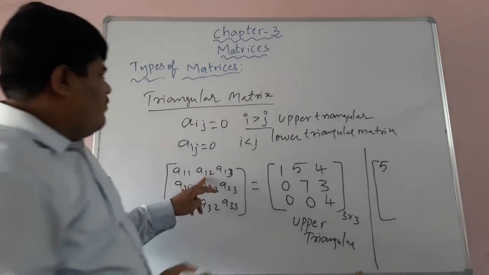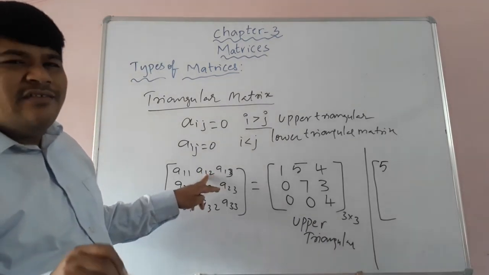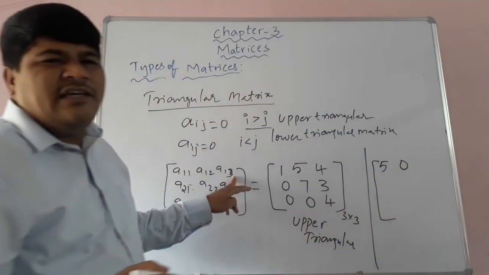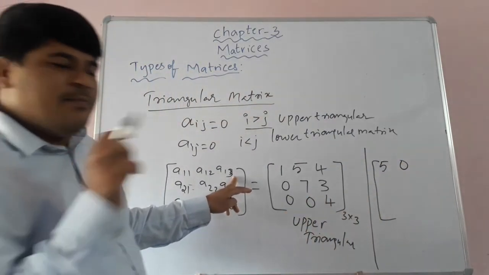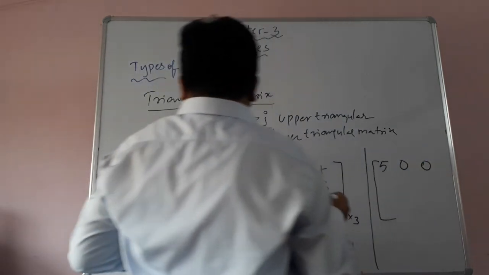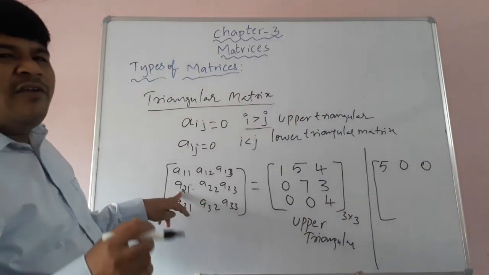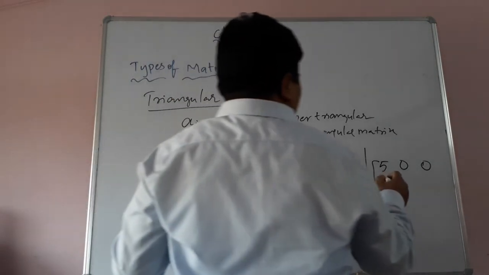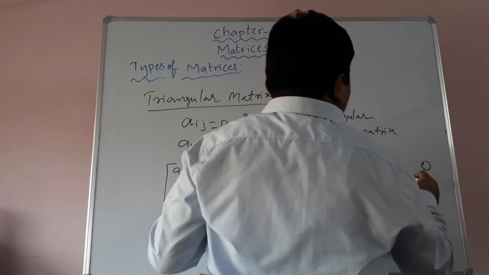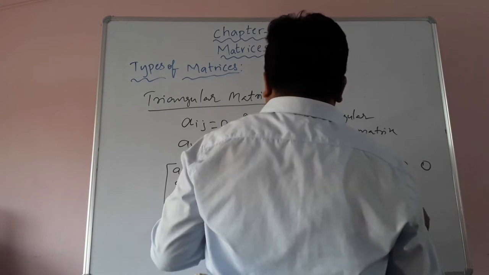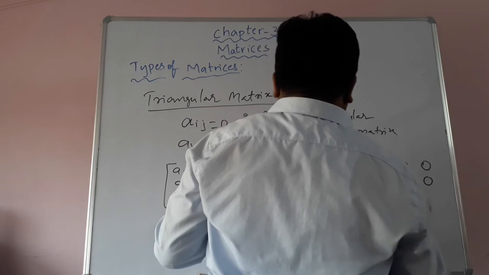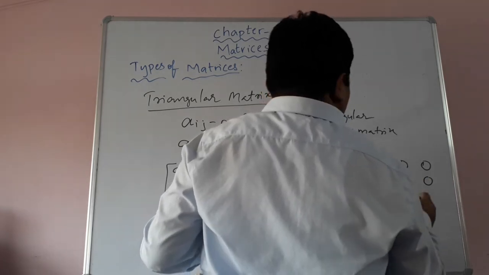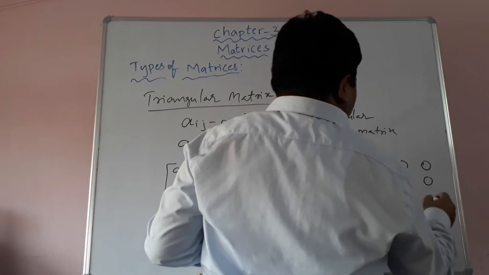Now 1 2. 1 is smaller than 2, so i is less than j. It must be 0. And 1 3, A13, first row, third column. 1 is less than 3. It must be 0. Next A21. 2 is greater than 1, and only when i is less than j must it be 0. So it may be non-zero or 0. I am taking 7. 2 2, both are equal, so I am taking it as 4. Now 2 3. 2 is less than 3, so it must be 0. Now 3 1, A31, 0 or non-zero. A32, 0 or non-zero. A33, 0 or non-zero.